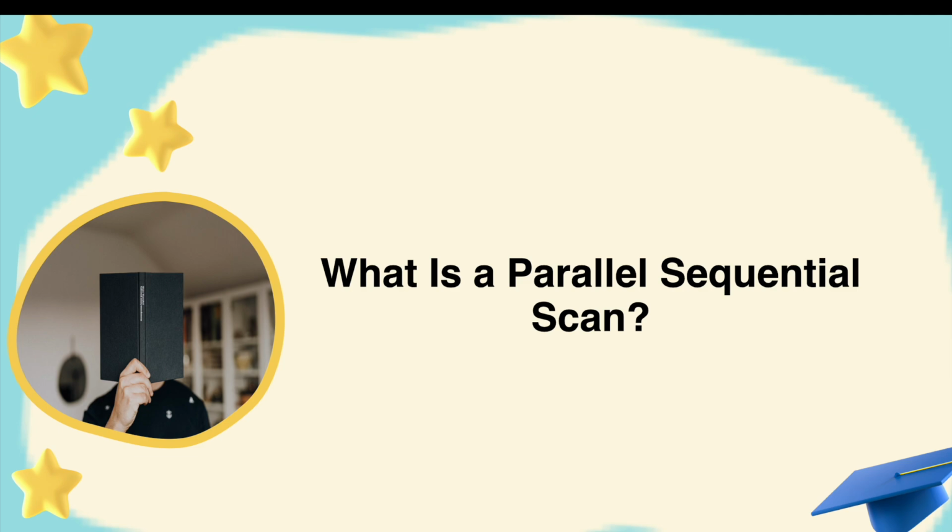So you got the point, right? As a definition, parallel sequential scan is nothing but using multiple CPU cores to retrieve the data and process the tasks, especially for larger data sets or data warehouse environments.